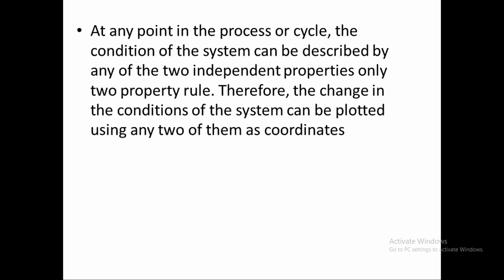So at any point in the process of the cycle, the condition of the system can be described by any one of the two independent properties, the two property rule. Therefore, the change in conditions of the system can be plotted using any two of them as coordinates, like pressure and volume, pressure and temperature, temperature and volume, etc.